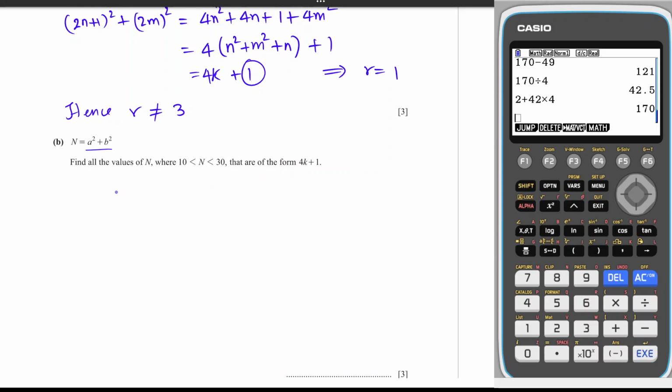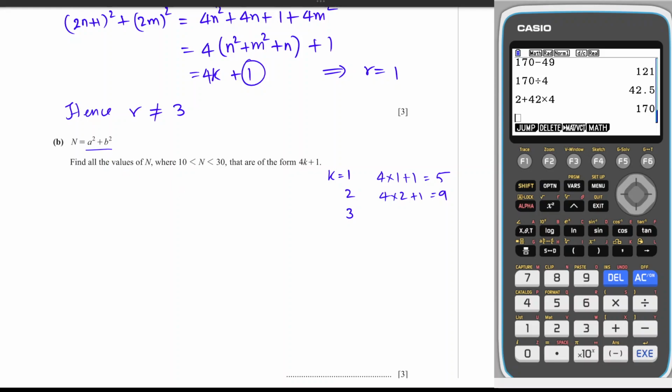So n is of the form 4k plus 1. I will take different values of k, which will give me values of n between these values. Supposing if I take k equal to 1, that gives me 4 into 1 plus 1, which is 5, not yet. If it is 2, this is 4 into 2 plus 1, which is 9. I'll start with k equal to 3, and I'll get the corresponding values of n. And then I just need to check whether it is going to give me a sum of squares.